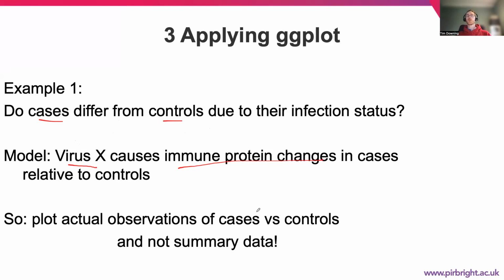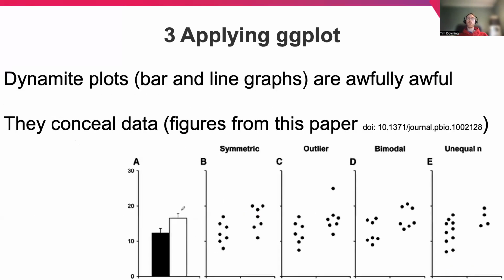So what we want to do is plot the actual data for the cases and the controls, not the summary data. We see this all the time in awful slides and figures in papers, like these awful dynamite plots or bar plots. These are uninformative because they don't tell us about the underlying values. So what we want to do instead is use ggplot to tackle this. So let's switch to RStudio where we can do that.